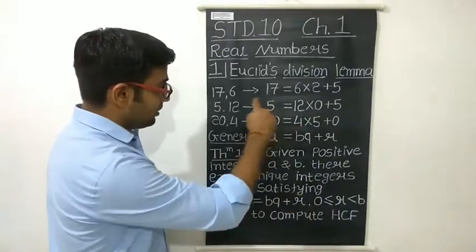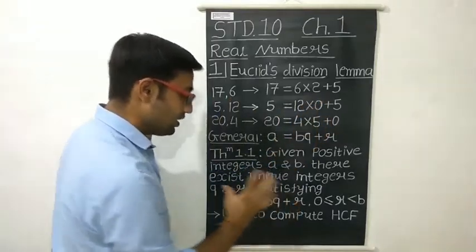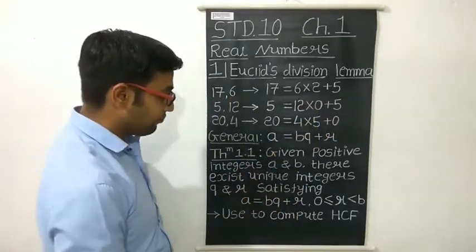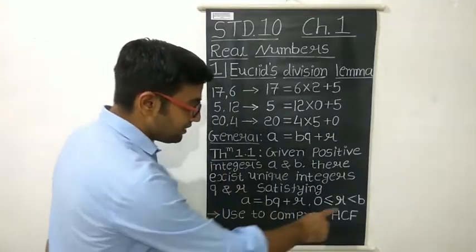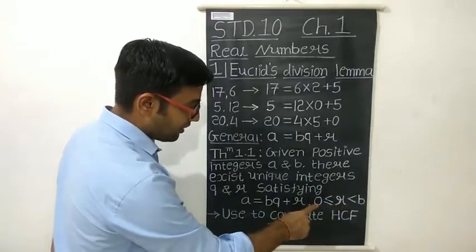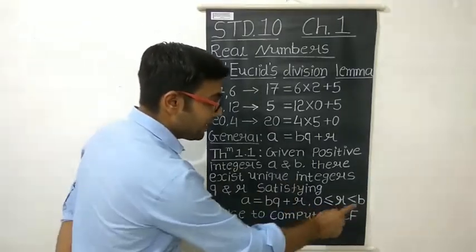One more condition is that the value of the remainder is in between. That means the value of the remainder is greater than or equal to 0 and it must be less than b.